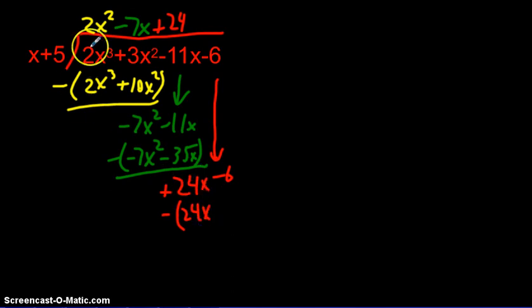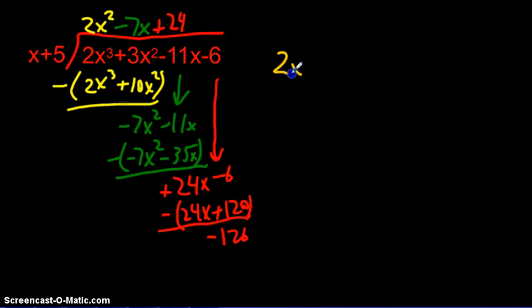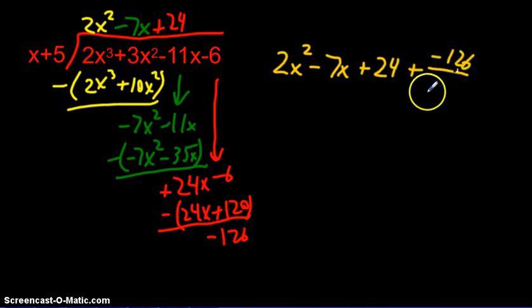As you've noticed, the first terms have been the same each time. And 24 times 5 is, 20 times 5 is 100, 120. Okay. So those cancel out. Negative 6 minus 120 is negative 126, which is a pretty big remainder. So our final answer should be, let's put that in orange, 2x squared minus 7x plus 24, with a remainder of negative 126 over x plus 5.